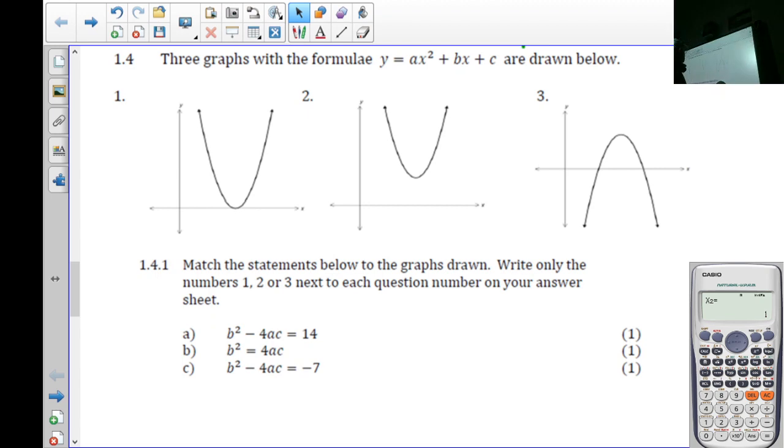Okay, so in question 1.4 we are told three graphs with the formula y is equal to ax squared plus bx plus c are drawn below. So what does this tell us? It's a quadratic formula. The question says match the statements below to the graph drawn, and write only the numbers 1, 2 or 3 next to each question number on your answer sheet.